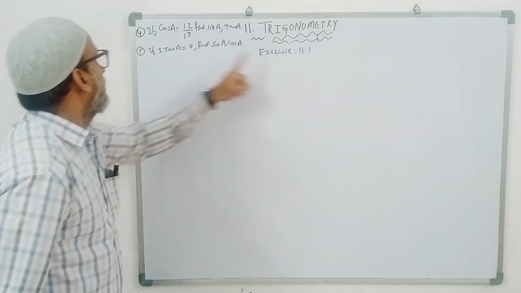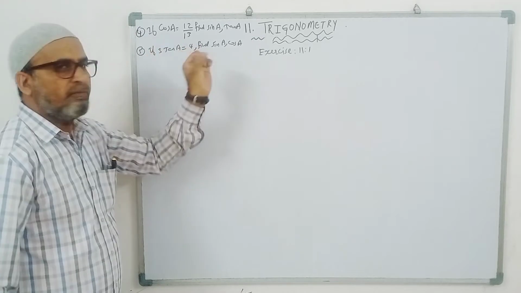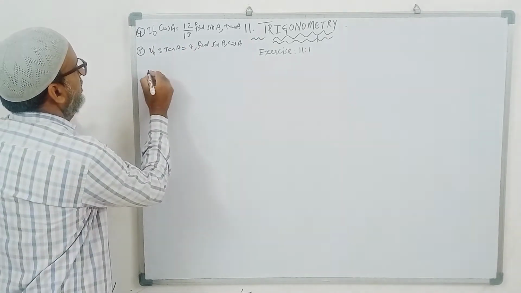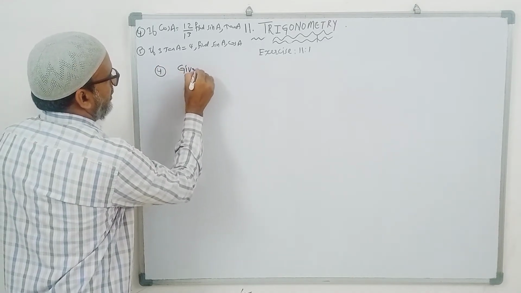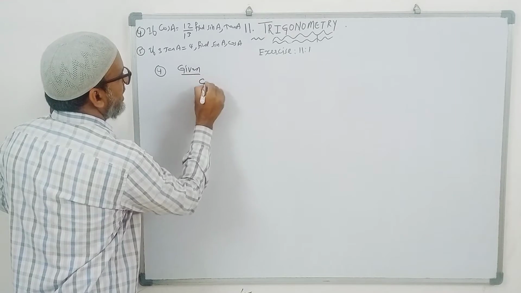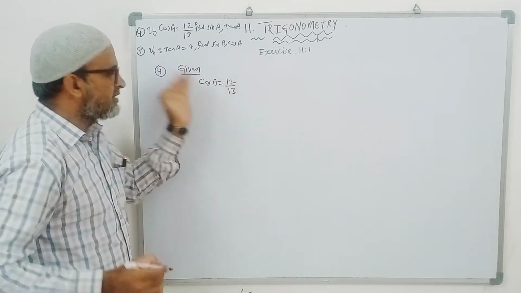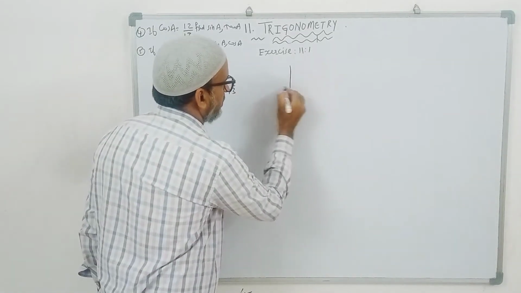Exercise number 11.1, fourth problem, fifth problem, same type of problems. Now I am doing one problem. Many methods are there, but with one method I am doing the fourth problem. Given cos A is equal to 12 by 13. When this type of ratio is given, what do you do? You draw a right angle triangle.